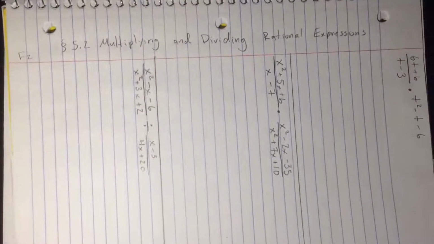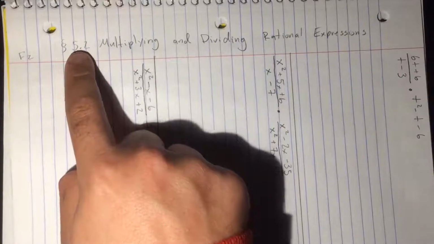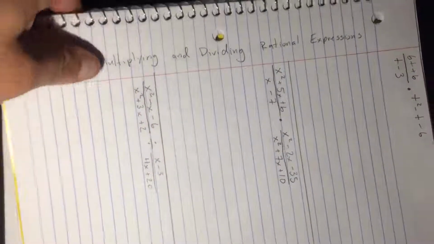This is foldable number 2, still 5.2, multiplying and dividing rational expressions. All right, so for this one, here we go.